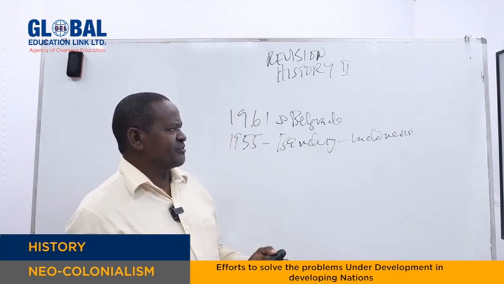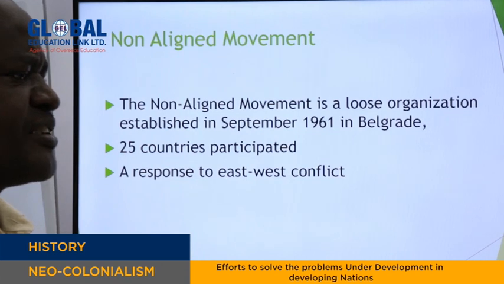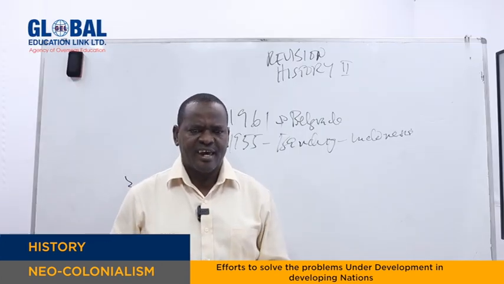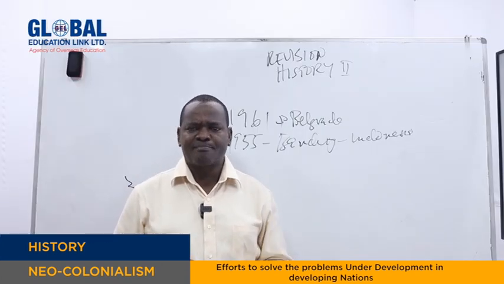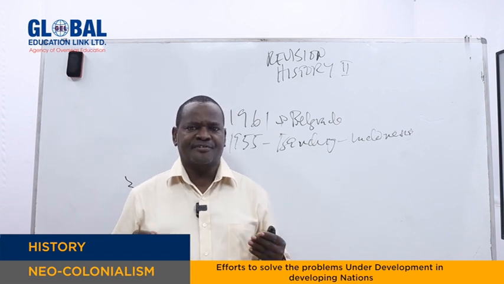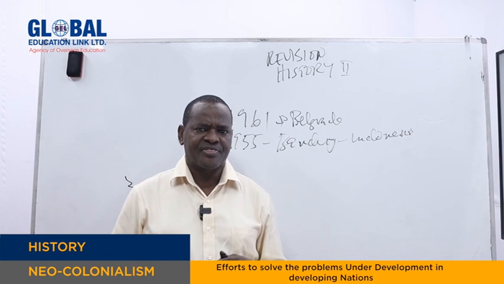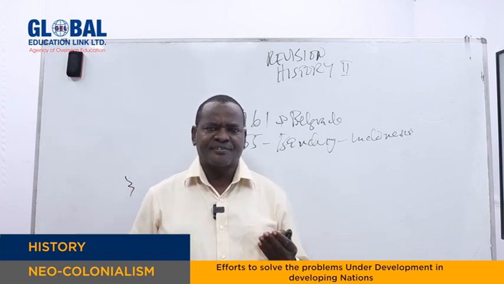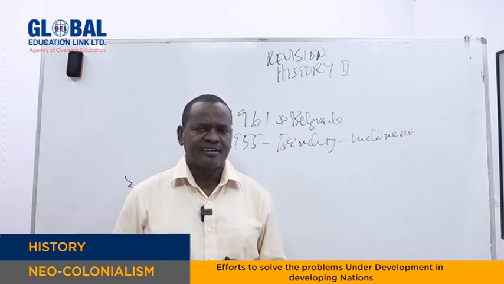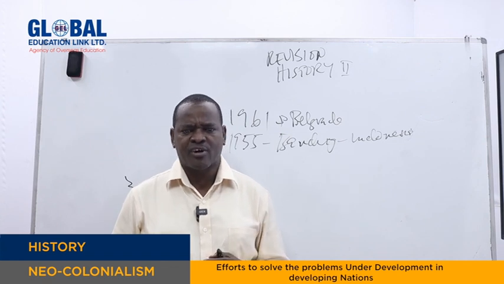In this conference of 1961, about 25 countries participated, represented by presidents or prime ministers, the heads of state or heads of government. Africa was represented by three presidents. There was the President of Egypt, Gamal Abdel Nasser. There was also the President of Ghana, Dr. Kwame Nkrumah, and the President of Guinea, Ahmed Sékou Touré.